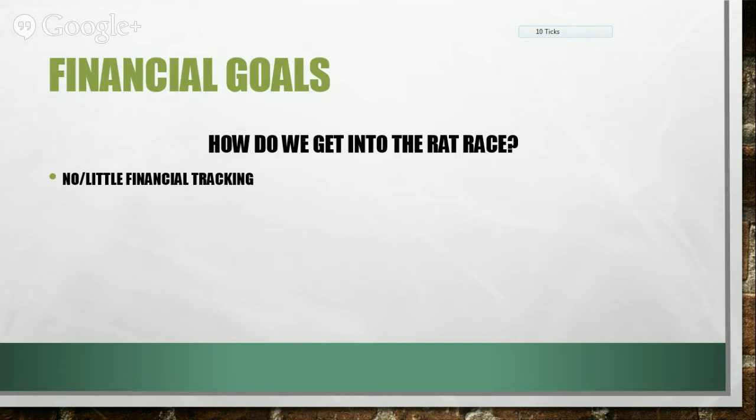The first one, there's no or little financial tracking. We're not looking at our numbers. We're not looking at what we're spending our money on. We're not looking at where our money is going. We have no idea what we're doing with our money. So that's one issue that can get us into the rat race.